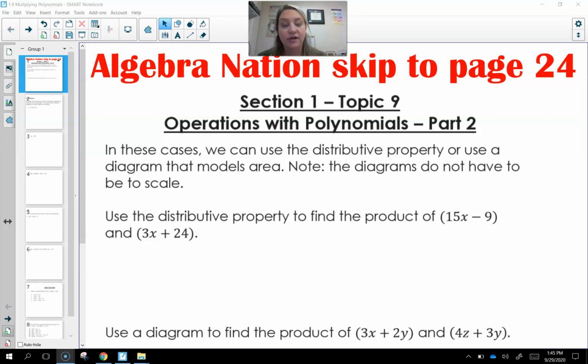The beginning of your notes has stuff about algebra tiles, and we're not going to do that. So go ahead and go to page 24. And we are going to start with this part of our notes.